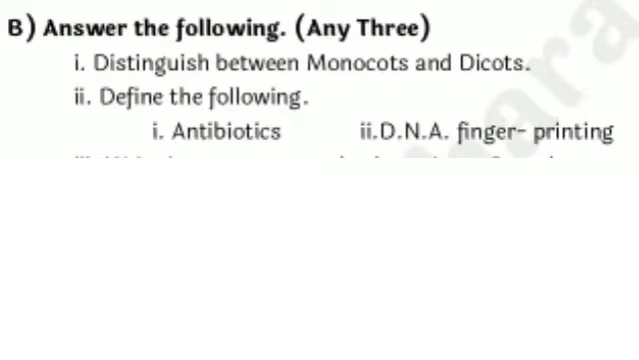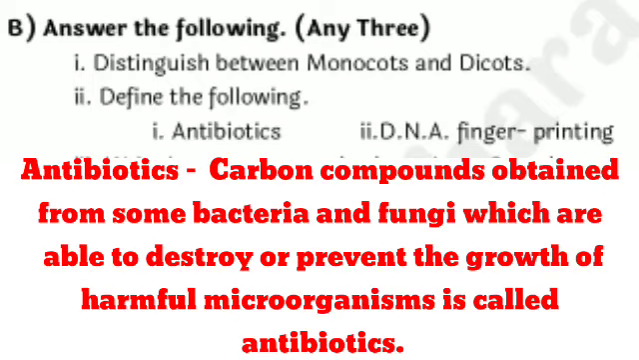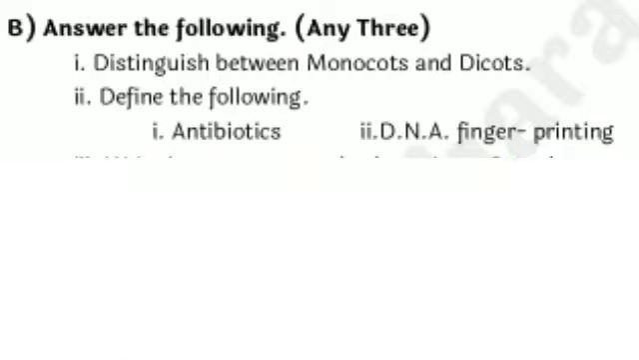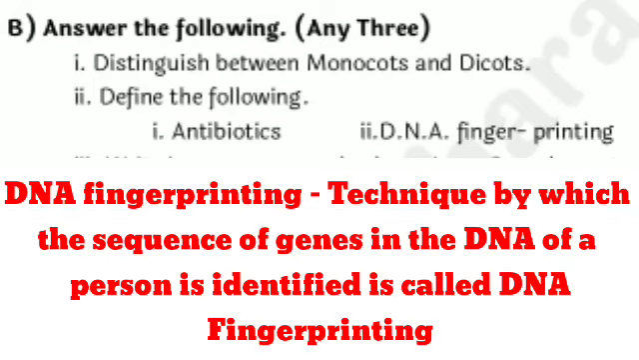So next question, define the following. First, antibiotics. Carbon compounds obtained from some bacteria and fungi which are able to destroy or prevent the growth of harmful microorganisms are called antibiotics. The second one is DNA fingerprinting. The technique by which the sequence of genes in the DNA of a person is identified is called DNA fingerprinting. Friends, please write both the definitions properly.